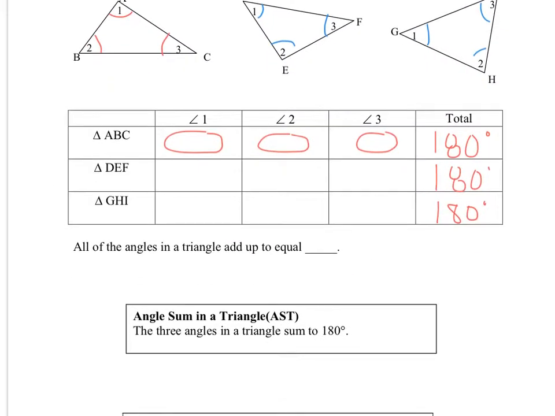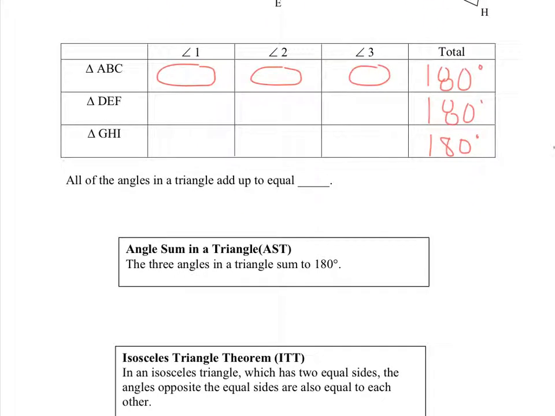So that brings us to our first theorem, the triangle theorem. It states angle sum in a triangle, AST: the three angles in a triangle sum, or add, to 180 degrees.